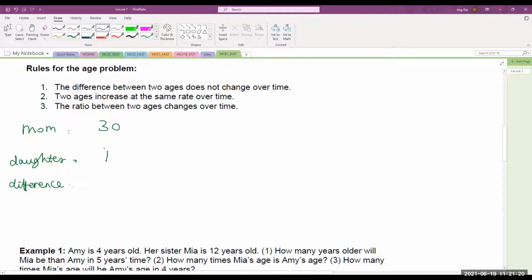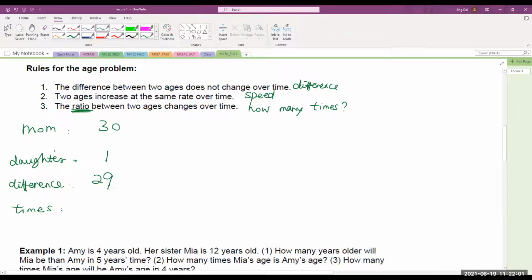29. Thank you so much, guys. How did you figure that one out? 30 minus 1 equals? That's easy peasy. Yeah, easy peasy. Thank you. 29. But what about this ratio? What does this mean? The second rule is we're talking about the speed, right? The first is the difference. This third is basically how many times. How many times the mom's age is of the daughter's age?